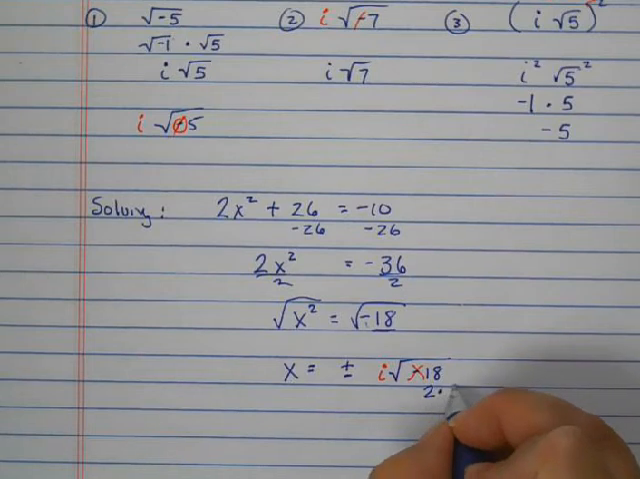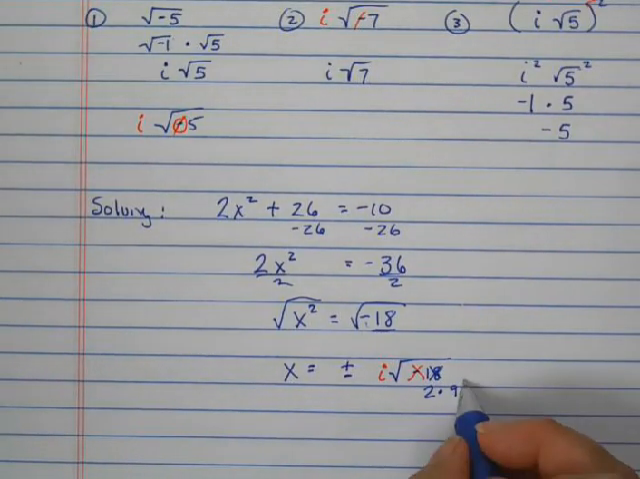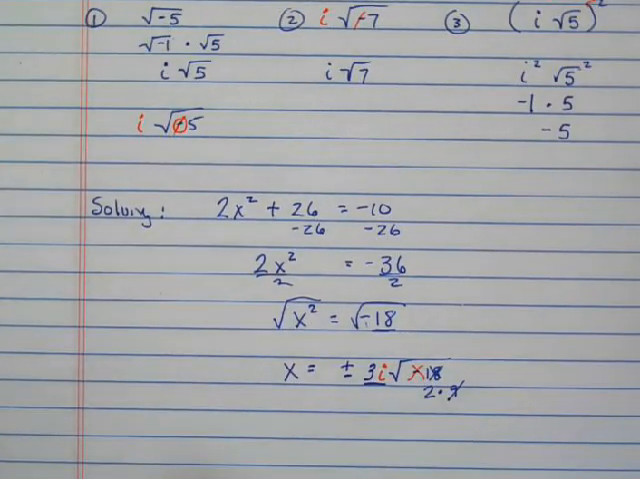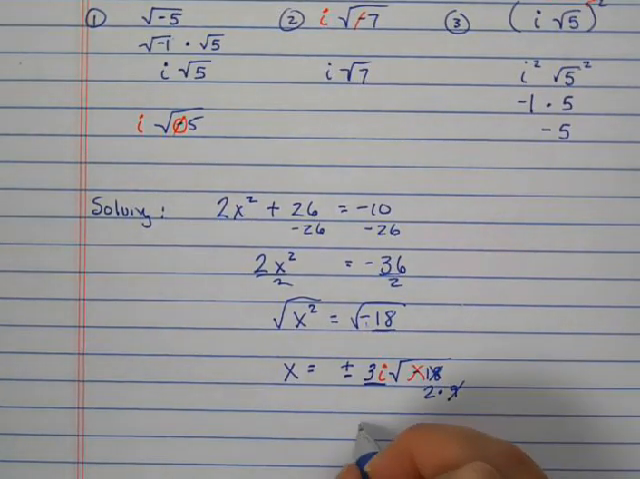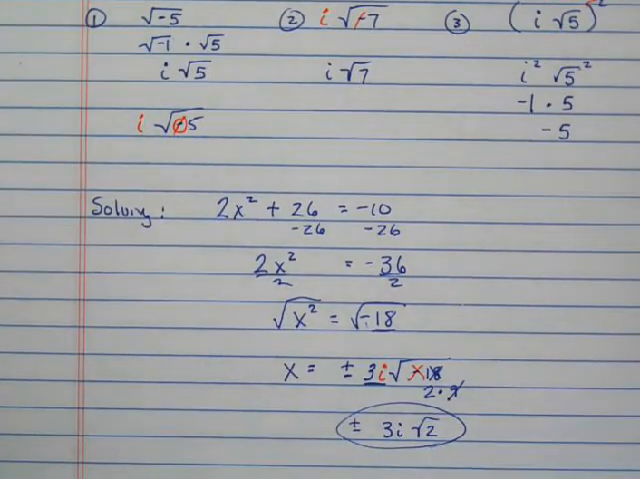And then I want to think about the number 18. 18 is 2 times 9. And the square root of 9 is 3. So see where I write the 3? It goes right in front of the i. The i is sort of like a variable in this case, but it represents something. So my answer would be plus or minus 3i square root of 2. That's what x would equal.